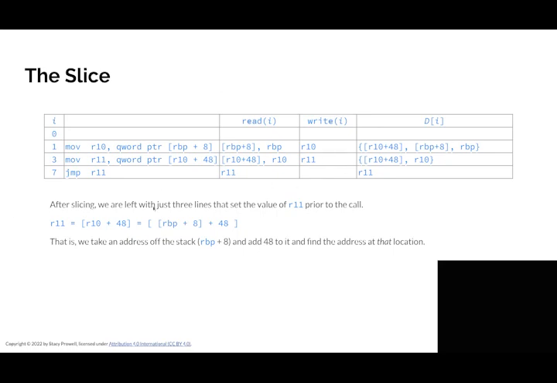So after slicing, we're left with just 3 lines that set the value of R11 prior to the call, and in fact I can combine those, and really all that's happening to R11 is I'm moving this value into it. So I can replace that with a much simpler program as well.